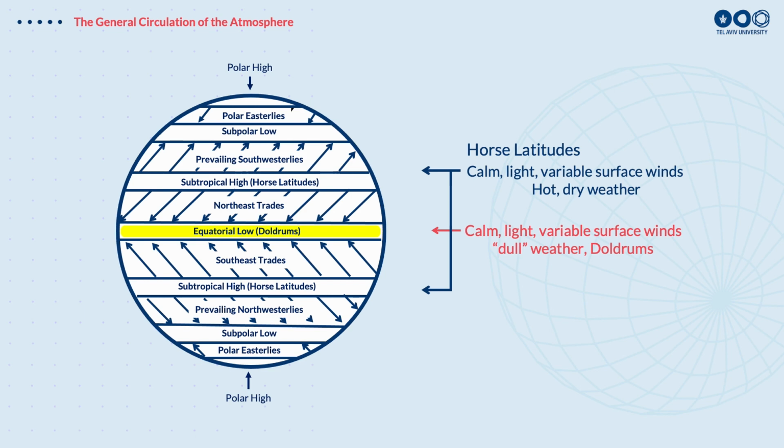And people who have experience sailing in sailboats know that in the tropics it's very difficult to cross the equator because there are very little horizontal winds, nothing to push the boats along.